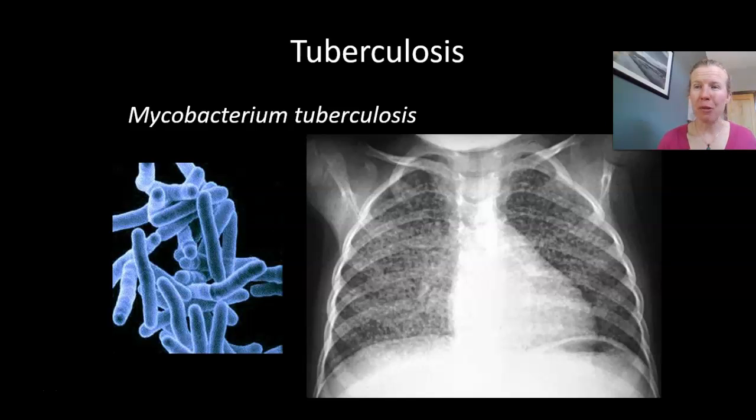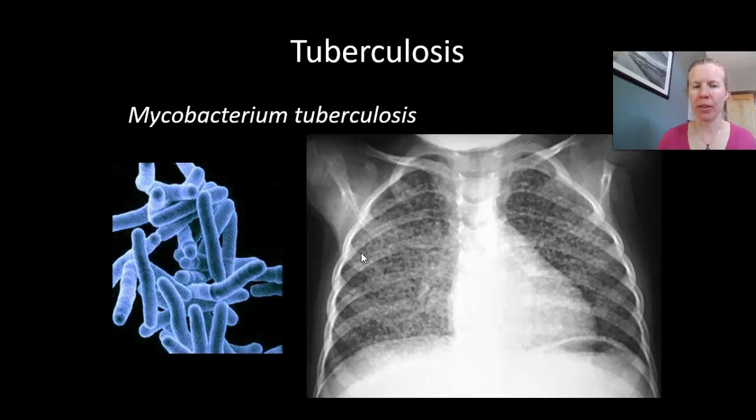Again, exposure here from aerosolized droplets. Typically, you need multiple exposures. Really where you'll find tuberculosis is in crowded conditions, people who have malnutrition. Both of those are really going to help the tuberculosis establish itself.